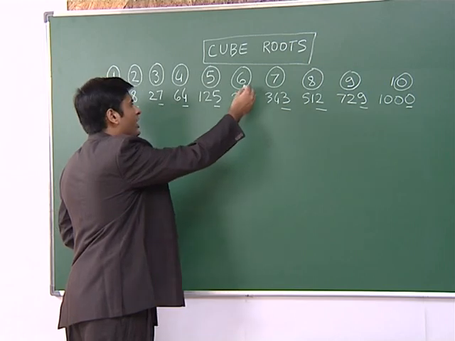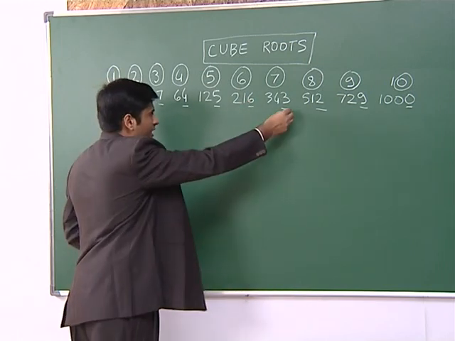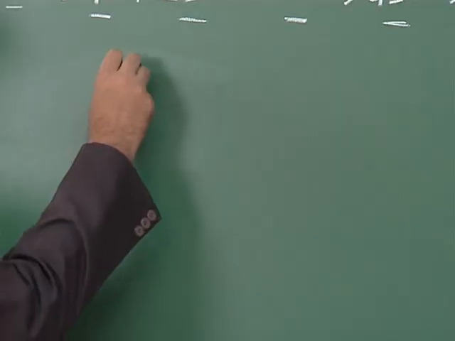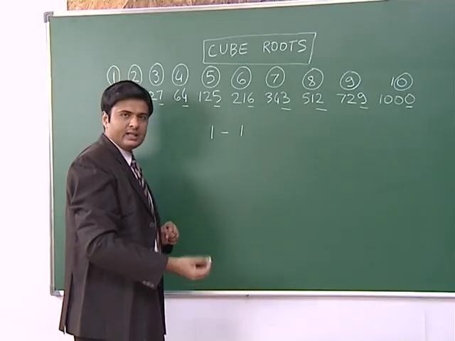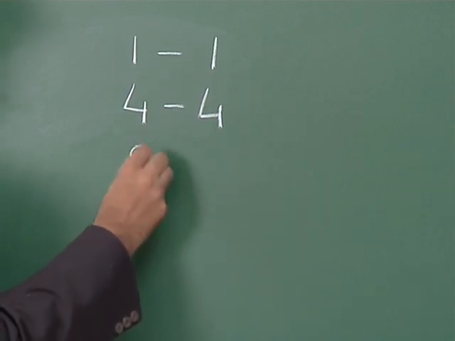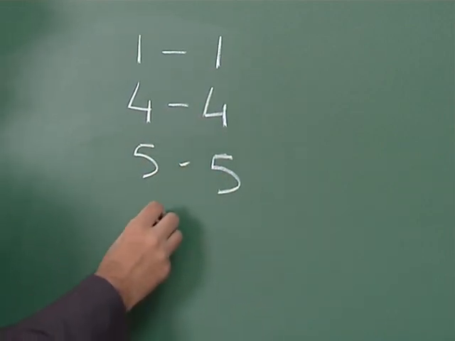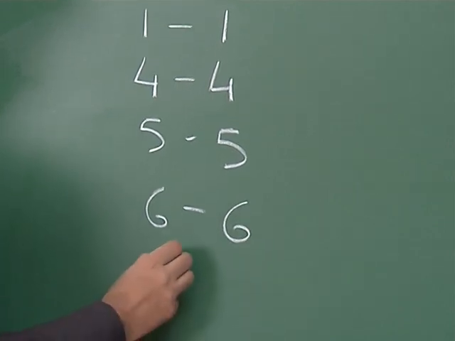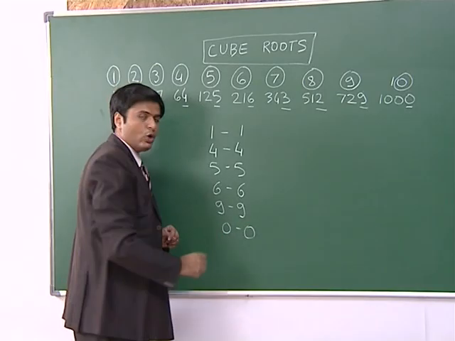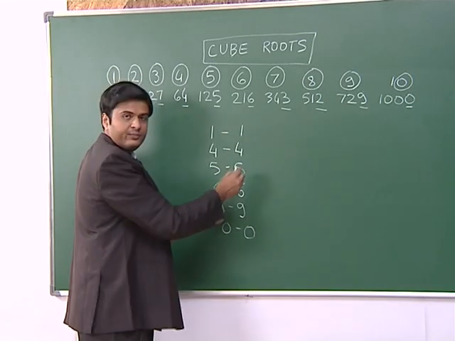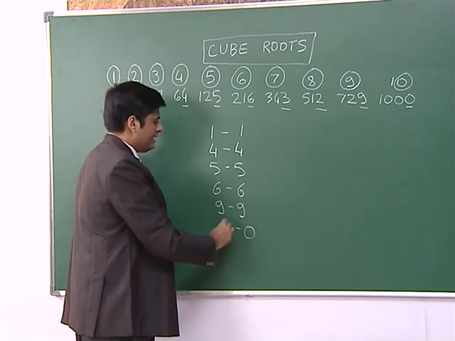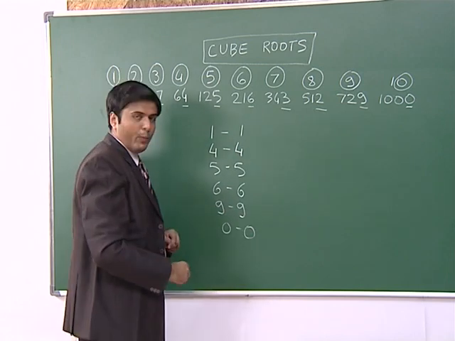Cube ends in 6, then root will end in 6. Cube ends in 3, root will end in 7. Let us revise. If the cube is 1, the root is 1. Let us take the same numbers: 4 is 4, 5 is 5, 6 is 6, 9 is 9, 0 is 0. All are the same. And we have opposite pairs.